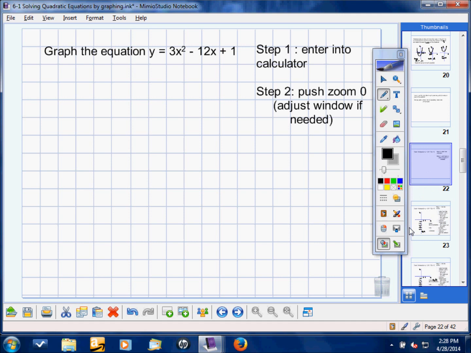Now, what we see here is our instructions would say: graph the equation y equals 3x squared minus 12x plus 1. This starts the key slide. You have to write down every word, not even just the graph the equation. This is going to be a pretty long process. So we're going to graph that equation. The first thing you need to do is enter it into your calculator.